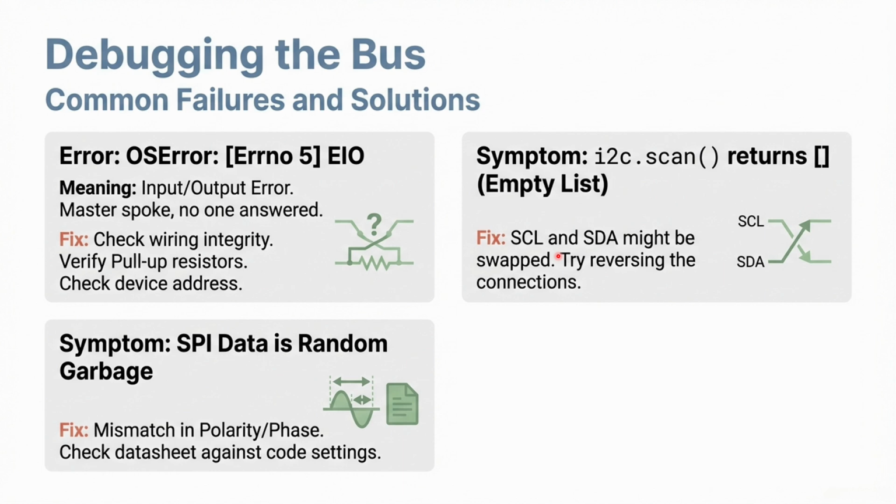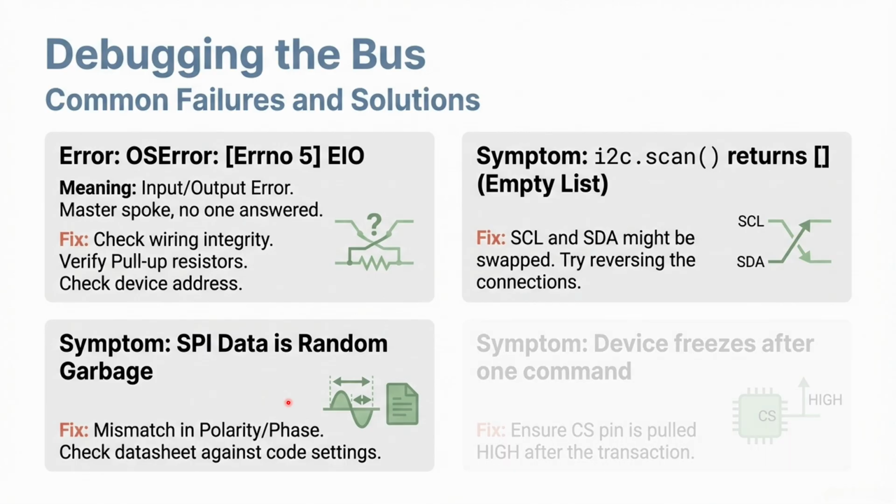Then next is the radio static, SPI garbage data. If you're using SPI and the numbers on your screen look like random symbols or garbage, your timing is out of sync. This is a polarity or phase mismatch. It's like trying to tune into a radio station that is slightly off frequency. You will hear noise, but you can't understand the words. So the fix is to go back to your code and check your polarity and phase settings against the sensor datasheet.